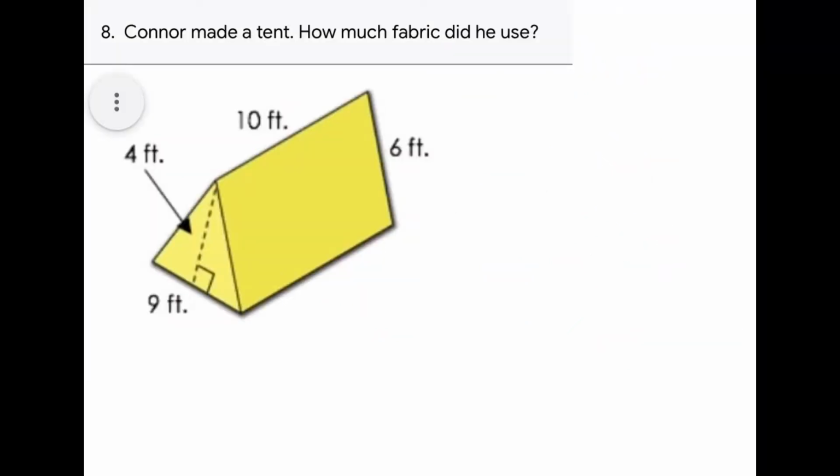Connor made a tent. How much fabric did he use? I want us to find the fabric. Fabric covers the outside of the tent. So that means they want us to find the surface area. So the first thing that we're going to do is we are going to find the area of this rectangle right here. That's number one.